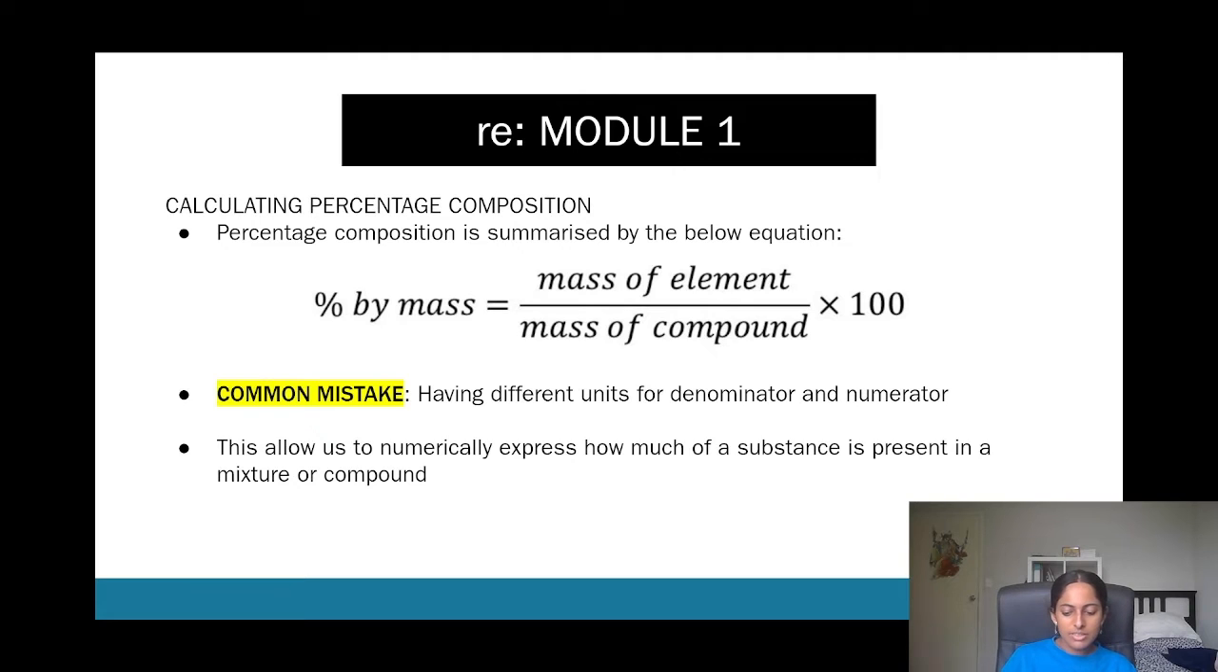In year 11, you may be asked to calculate percentage composition. Percentage composition is the mass of the element that you have over the total mass of the compound, and you times it by 100, because it's a percentage. The most common mistake for this is that you have different units for your denominator and numerator. This shows the ratio, how much of a particular element is within that substance.